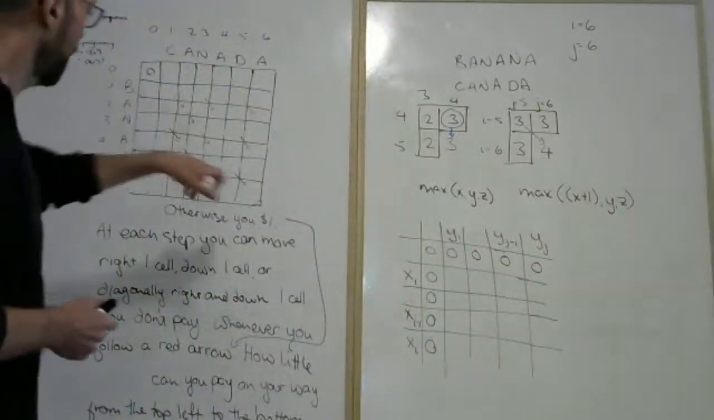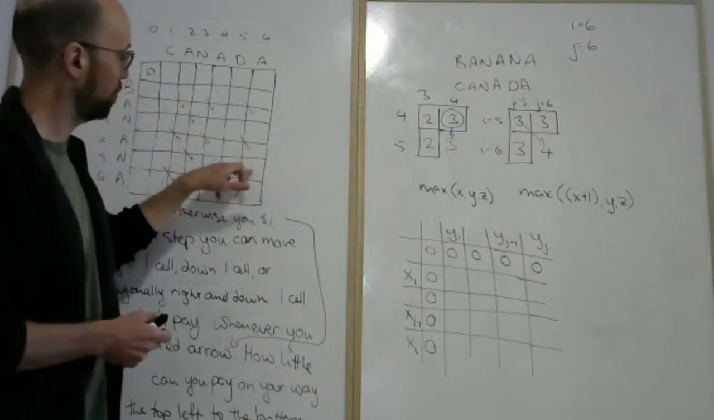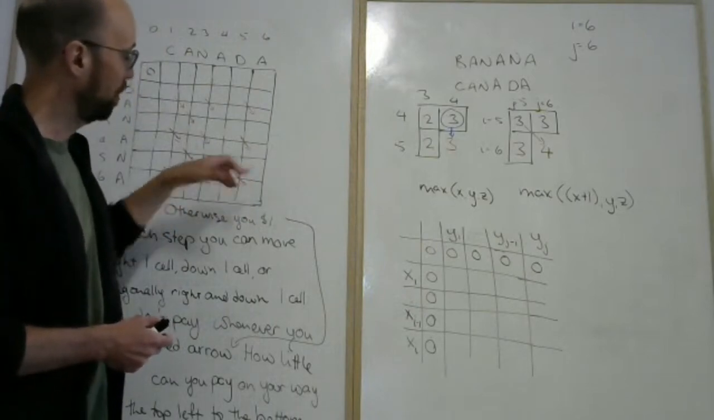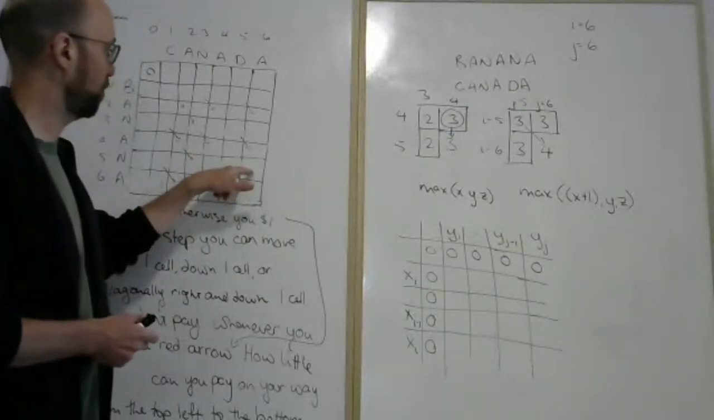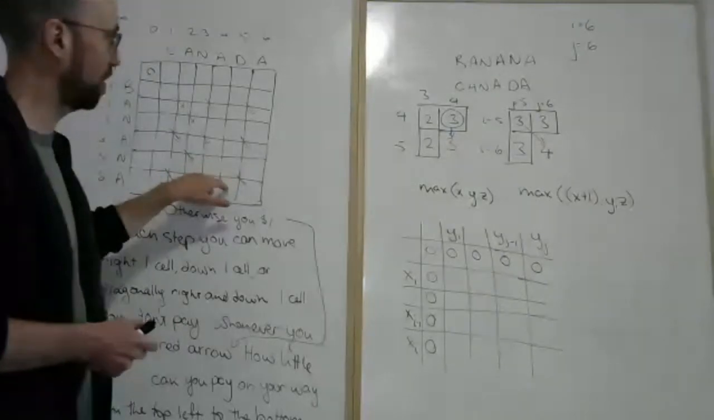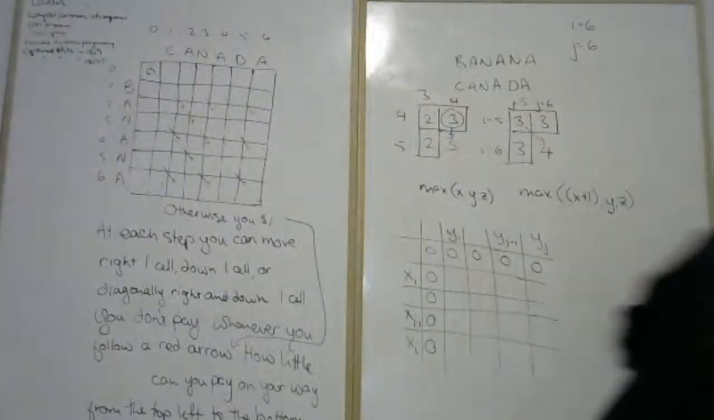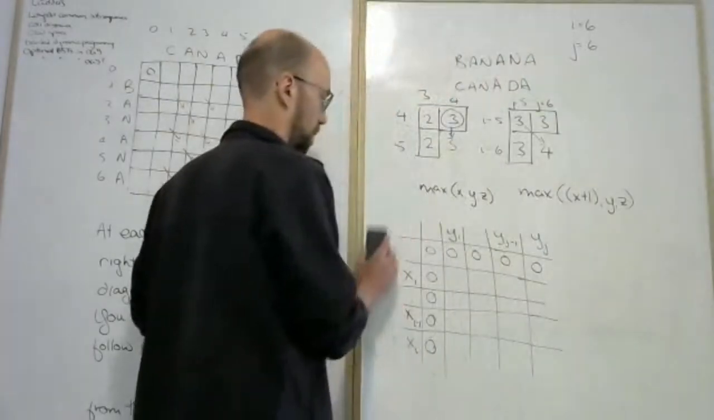So let's actually see. If you knew how much it cost you to get here, what's the minimum price you could pay to get here, or you could ask your friendly professor, Prof, how much does it cost me to get here? How much does it cost me to get here? How much does it cost me to get here? Well, now, what are these recurrences?